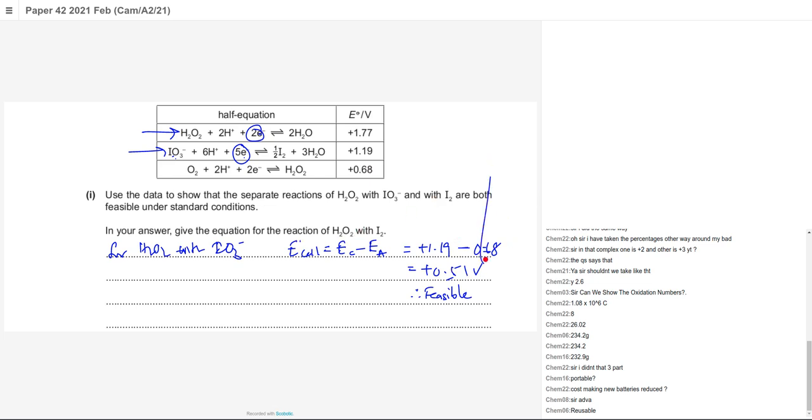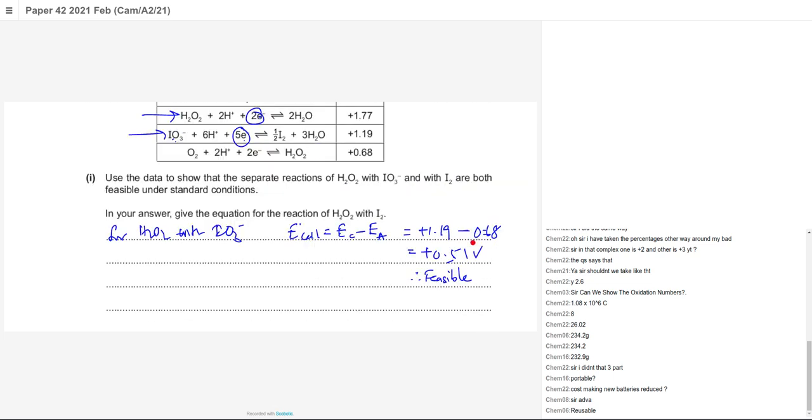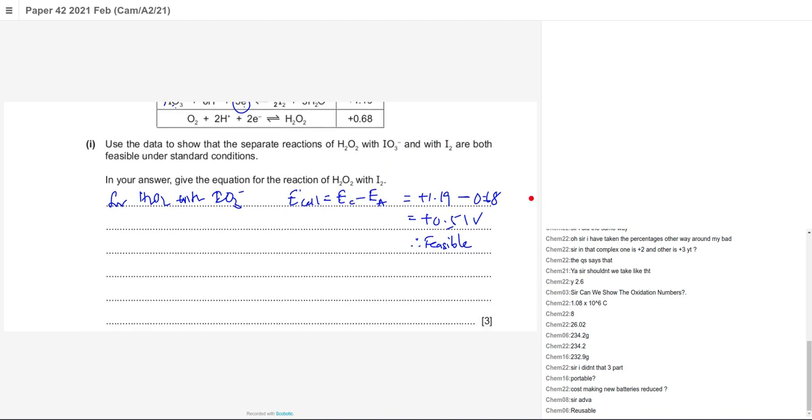I hope you will get about 1 mark for this. Right, let's see how many marks are given. 3 marks. The other part says to construct the equation for the hydrogen peroxide with iodine. So hydrogen peroxide plus 2H plus 2 electrons giving 2 water. That is 1.77. And half I2, 3 water giving IO3 minus, 6H plus and 5 electrons.